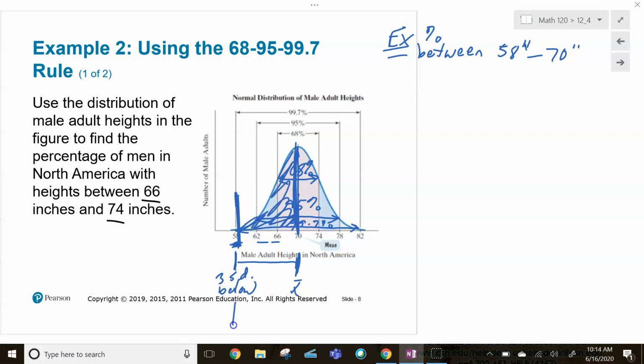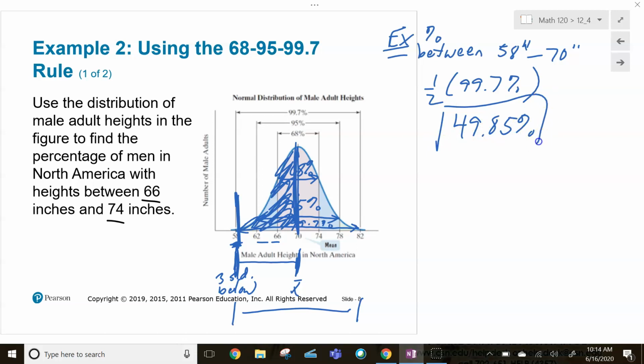And I know from here to there is 99.7. So I just got to cut that in half. It's half of 99.7%, or 49.85%. Right?